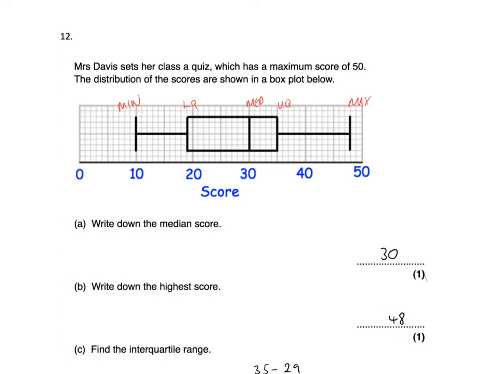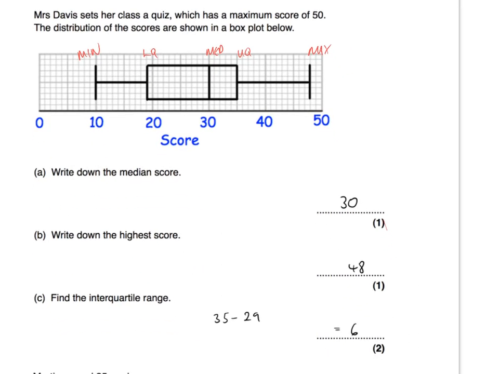Work out the interquartile range, the upper quartile, so 35, take away the lower quartile, so 35, take away 29. Oh, hang on, there's a mistake there, isn't there? That's not 29, it's 19. Okay, just while I'm going over it then. So that should have been 60, okay?